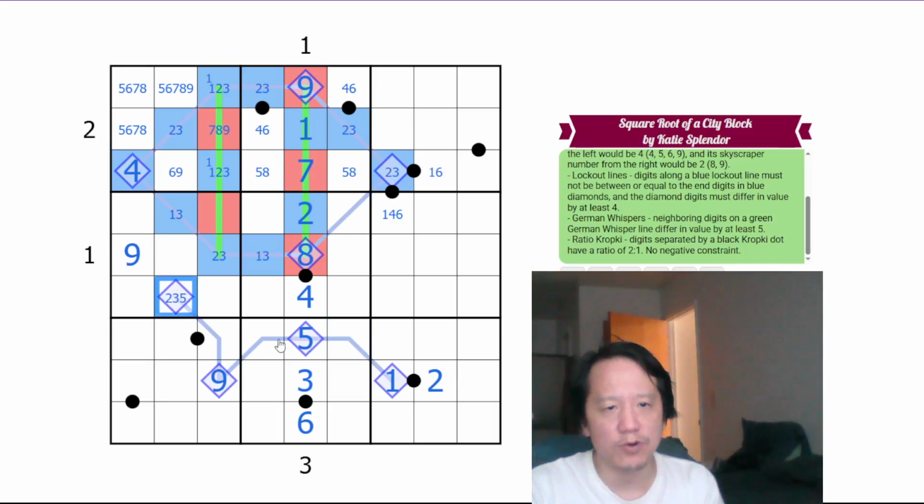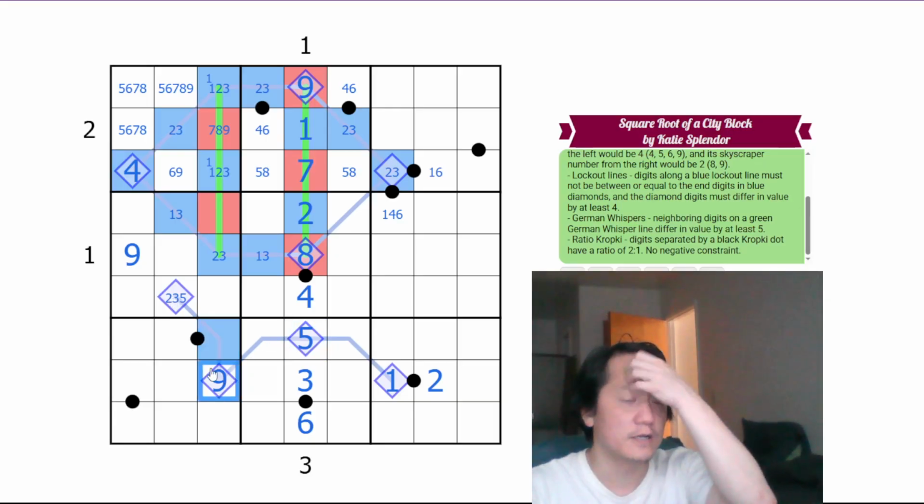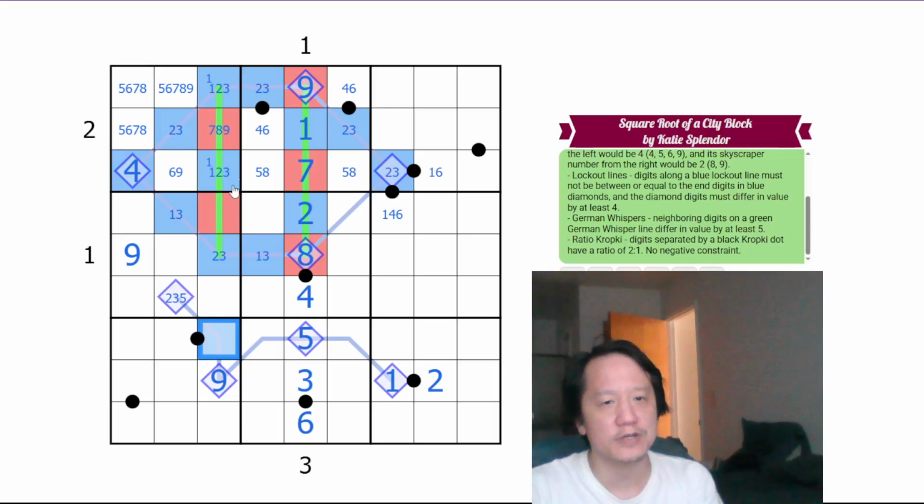This can't be 1 because it has to have a digit between it on the lockout line. So this is guaranteed to be a low because it can't be greater than 9. So since this can't be greater than 9, it can't be 1, 2, or 3 as a low, so it must be 4, which means the lockout line must be between 5 and 9, because otherwise 4 would be between any other combination of digits. 4 forces this to be 2 or 8 here.